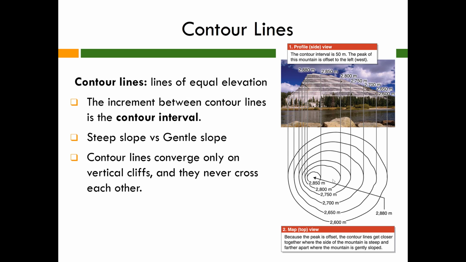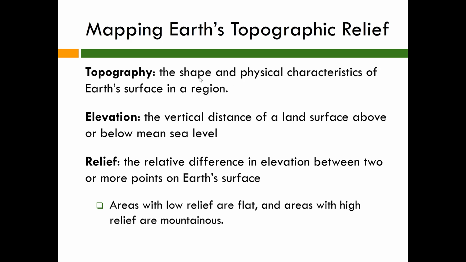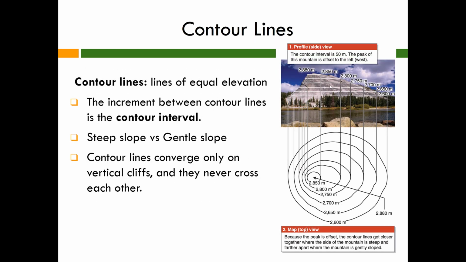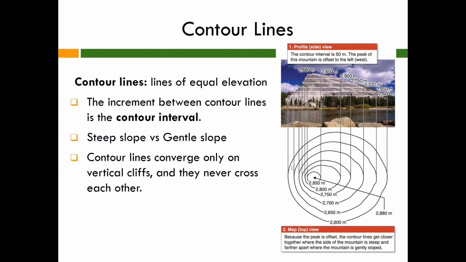On the other side, you can see it's flat, it's gentle. It's not that steep. You can see the spacing between those contour lines is wide. That is how you tell the relief, the terrain, the topography, the shape of your Earth's surface, whether it's steep or flat and gentle. So we are basically looking at the spacing between different contour lines.